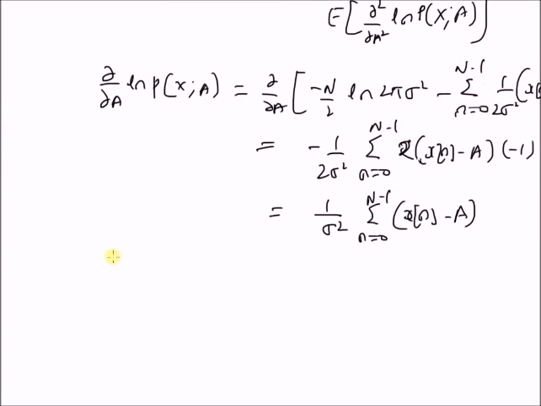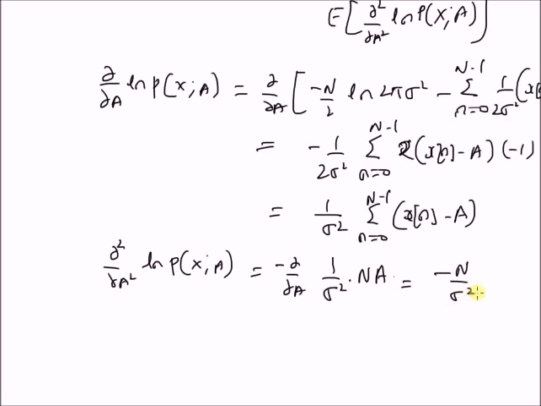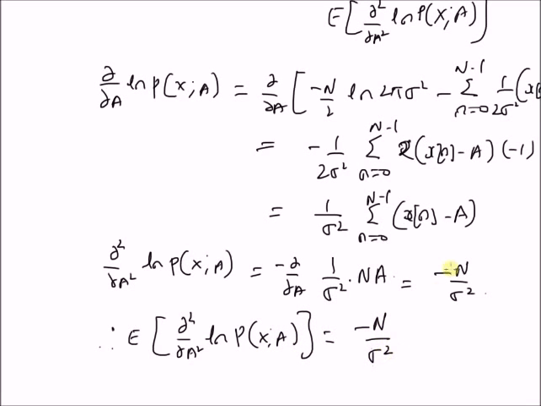Now taking another derivative with respect to A, we have the second derivative of the log likelihood function, which is equal to, the first term is independent of A so its derivative is 0, and the second term is minus the summation, n = 0 to N-1, of A, which is N times A. So this is the derivative with respect to A of 1 by sigma squared into N times A. Of course, there is a minus. So this is equal to minus N by sigma squared. Therefore, the expectation of the second derivative of the log likelihood function is equal to minus N by sigma squared.